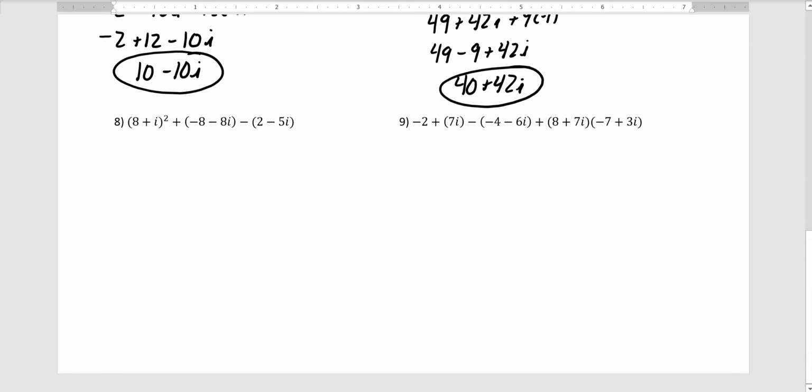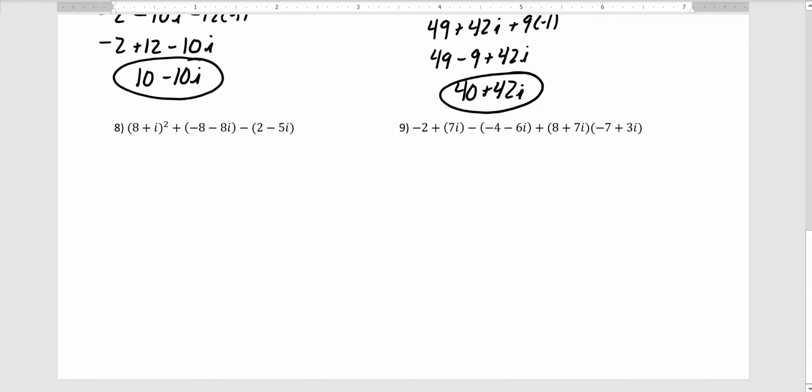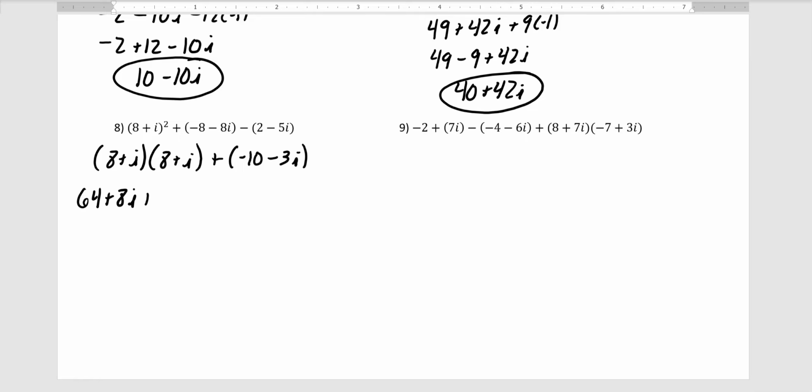For 8 and 9, it's kind of a combination of everything we've been through so far. So 8 plus i, we're going to multiply that out since it's being squared. Then we have some subtraction going on here. Negative 8 minus 2 would be negative 10. Negative 8i minus negative 5i, so that'll be negative 8i plus 5i, which will become negative 3i. We'll save that till the end. Let's do this multiplication. We'll have 64 plus 8i plus 8i plus i squared, plus negative 10 minus 3i.